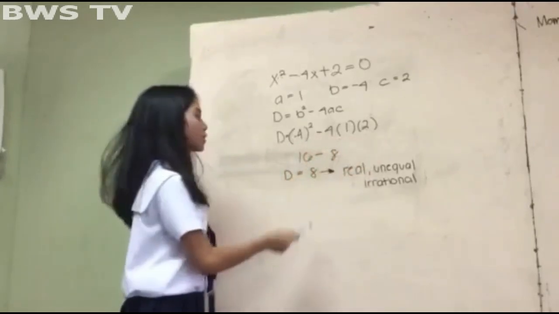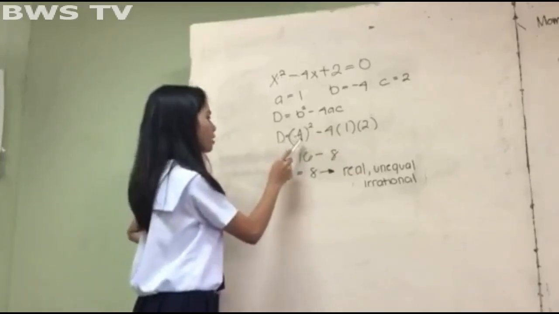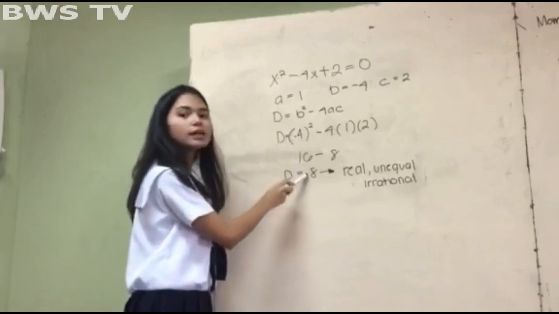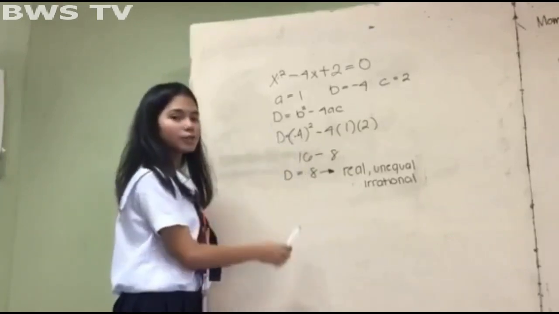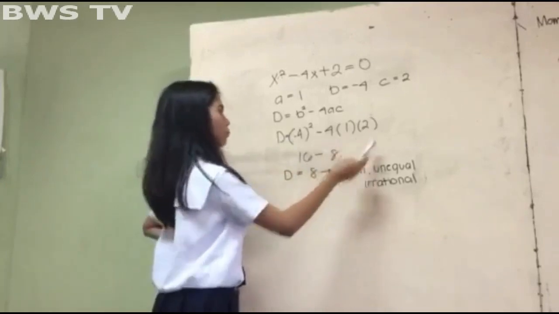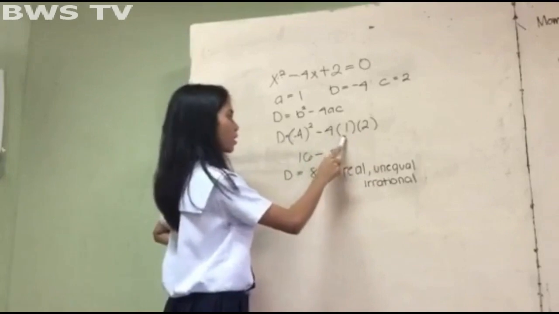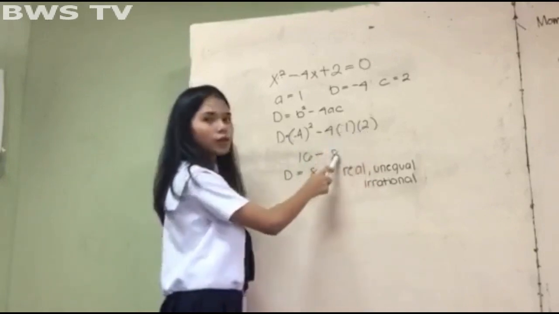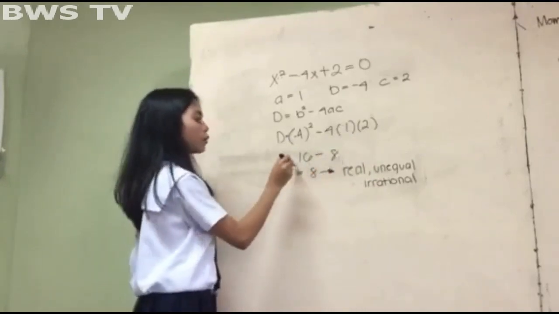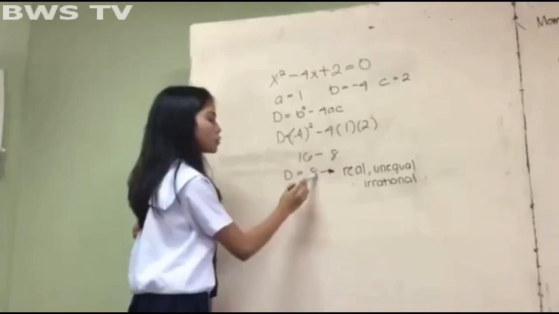First, we will multiply this 4 by itself. Negative 4 times negative 4 is equal to positive 16 since negative times negative is positive. Then, we will multiply these 2. 4 times 1 is equal to 4. Then, 4 times 2 is equal to 8. After that, we will subtract these 2. 16 minus 8 is equal to 8.